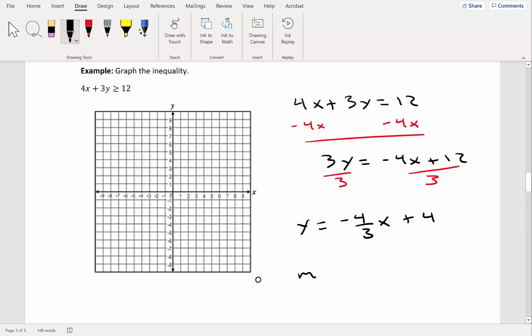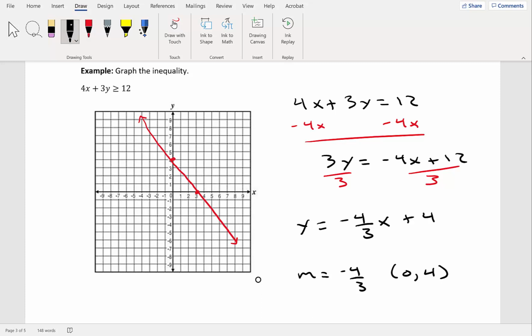Okay, so our slope is negative 4/3, and our y-intercept is (0, 4). So let's go ahead and use this information to graph. So (0, 4) is this point right over here. And now our slope is telling us to go down 4, then to the right 3, which gives us this point. Now, since our original inequality was greater than or equal to, what that means is we're going to have a solid line connecting these 2 points. So that means every point that's on that solid line makes our inequality a true statement.